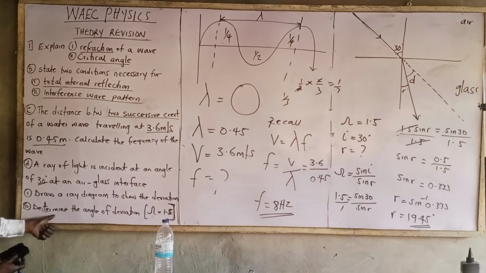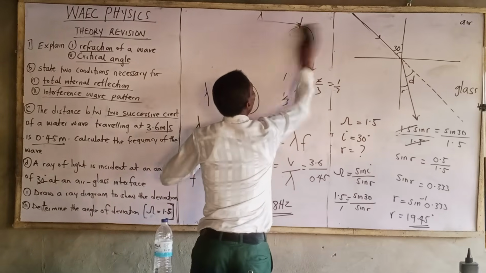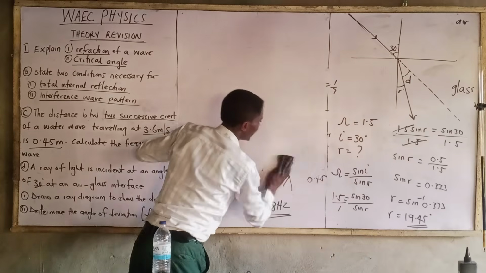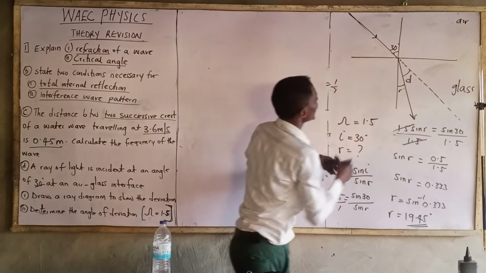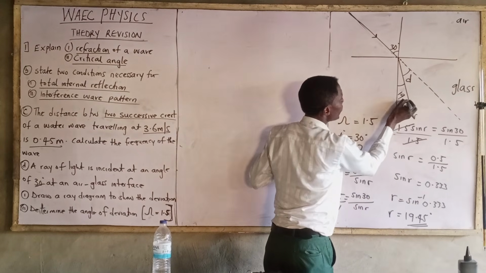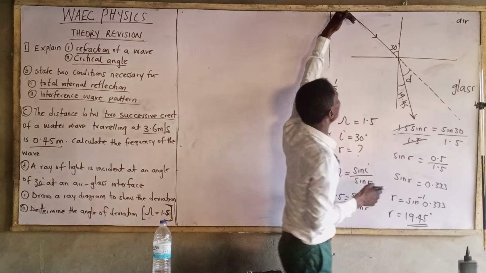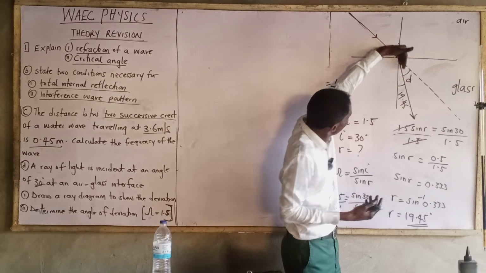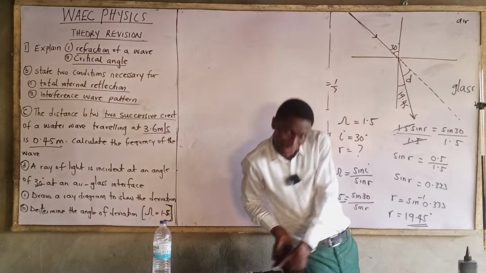We have to find the angle of deviation, the angle at which it deviates. This has just been gotten as 19.45. Now we have to find the angle at which it deviates, this D. If it had not deviated, it would have gone directly along this line, but unfortunately it bends this way. So this is the angle at which it bends, that's the angle of deviation.